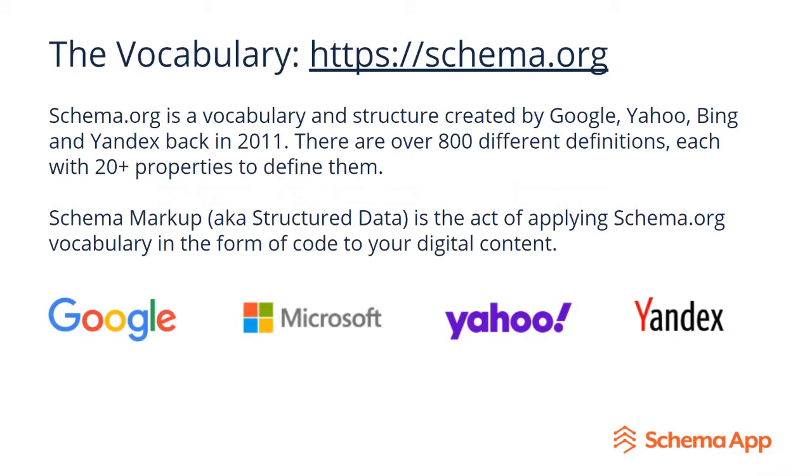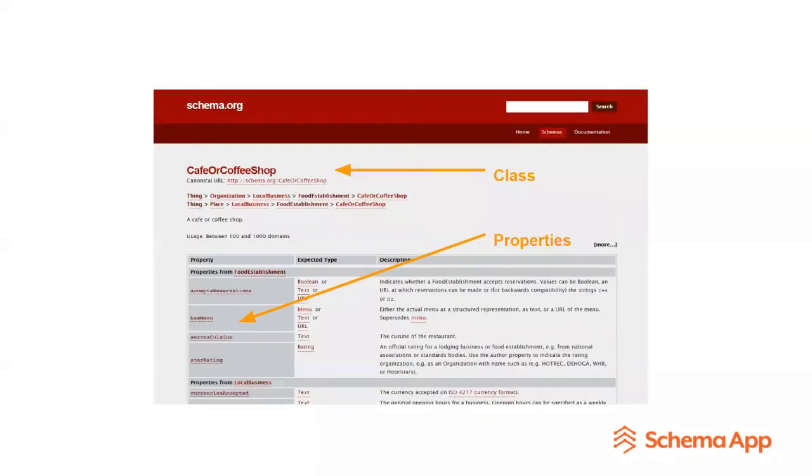There's about 800 different definitions. Those are class types that categorize entities or things. And each of those have 20 plus properties that further define them. And what that looks like is this. It's a bit like a web page for a dictionary. You can see that there's a thing, which is the class type.